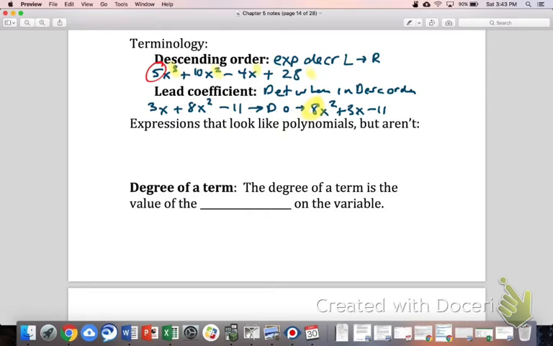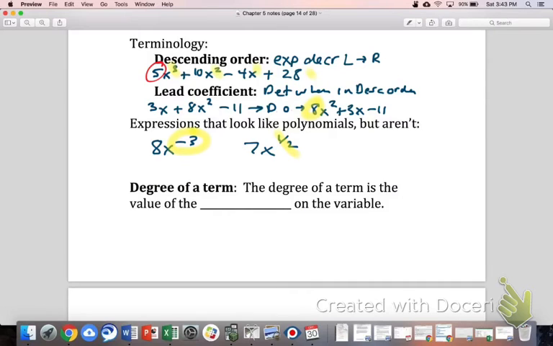And then there are some examples of expressions that look like polynomials but really aren't. I'll give you a couple of those. So 8x to the negative 3 certainly looks like a polynomial, but the exponent on the variable is not a whole number, so that makes this not a polynomial. Another example would be 7x to the 1/2. Again, kind of looks like a polynomial, but because the exponent is not a whole number, this is not a polynomial.